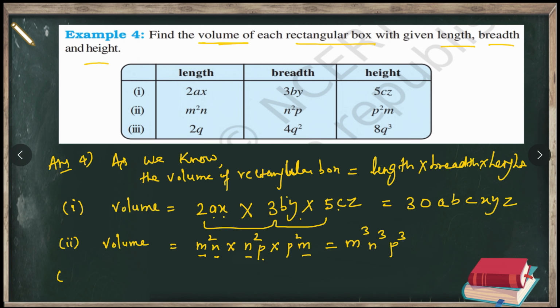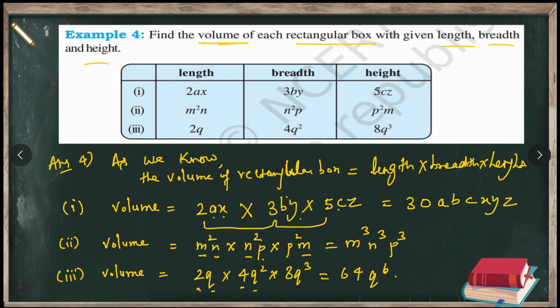Now let's see the third part. The volume for this one will be 2q multiplied by 4q square multiplied by 8q cube. So 2 into 4 into 8, 2 into 4 is 8, 8 into 8 is 64. q into q square into q cube will give us q power 6. So that's the answer for all three parts of example number 4. Based on this we have exercise 9.2.